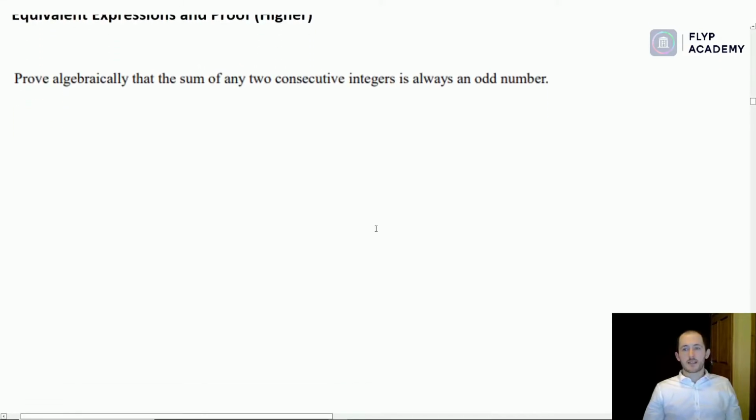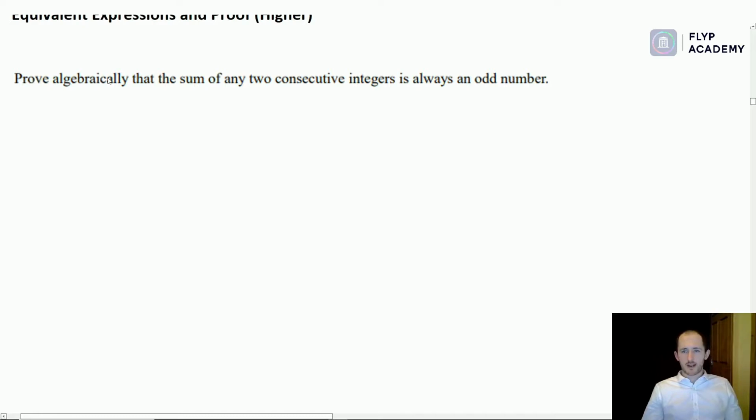Now, this is specifically for higher. There's equivalent expressions and proof. Proof is a very tricky topic. But what you need to do is learn a few basics and then work from that and really think logically about what they're asking you to do. And again, they can ask you about anything, so you can't really memorize all the proofs in the world, because they can just ask you about an infinite number of things.